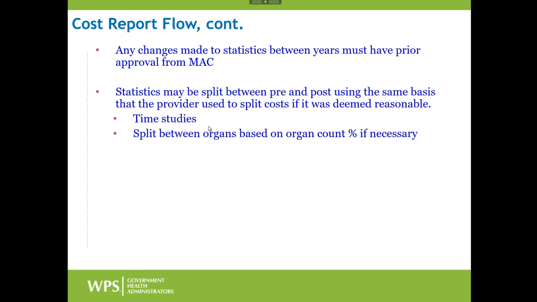Most of them are going to be time studies, but if we're talking about costs that are absolutely related to just acquisition costs, but they're just split between organs, CMS has in the past said for that type of thing, an organ-to-organ split, you can use an organ count percentage for those if you don't want to use a time study. But for a pre-post split, of course, this makes no sense. You have to use the time study.